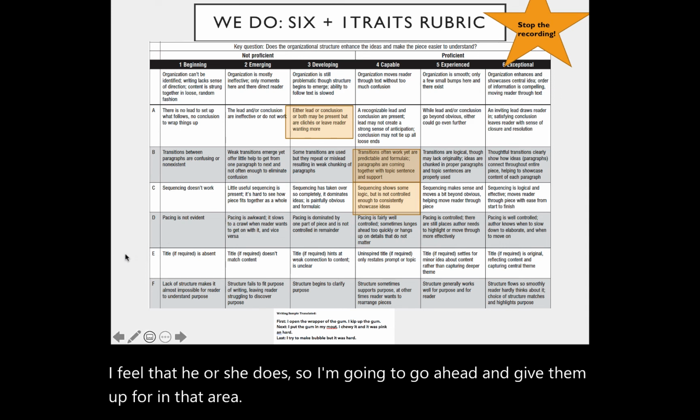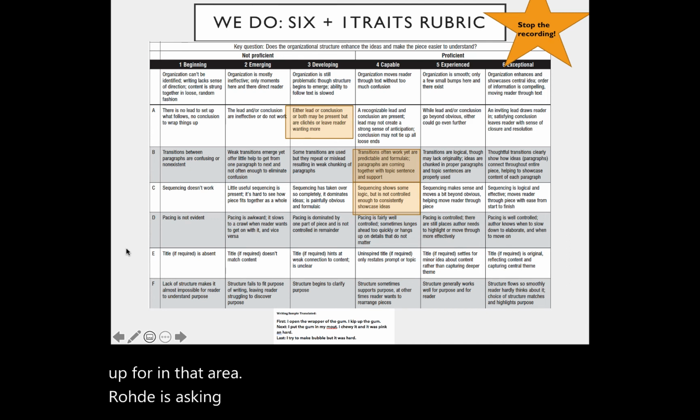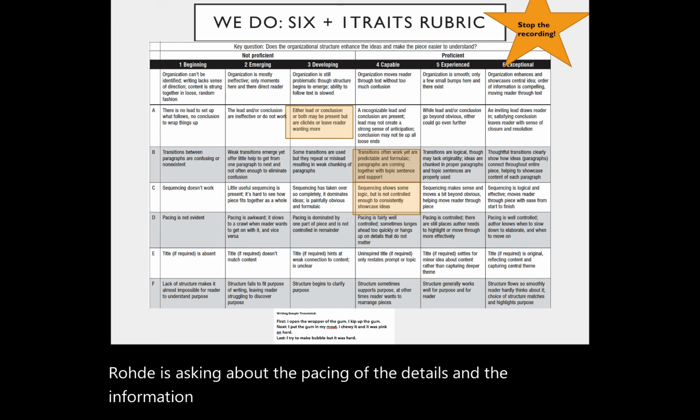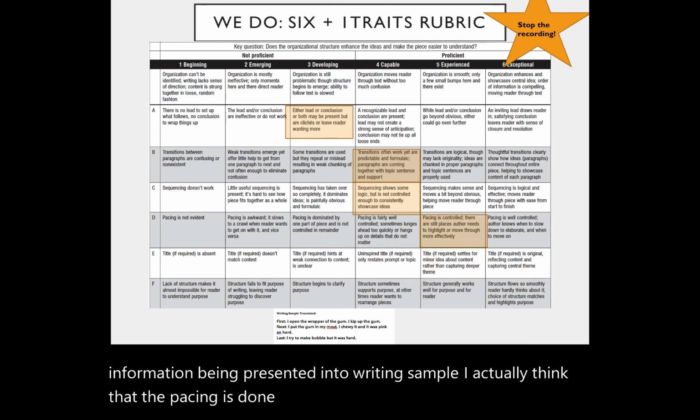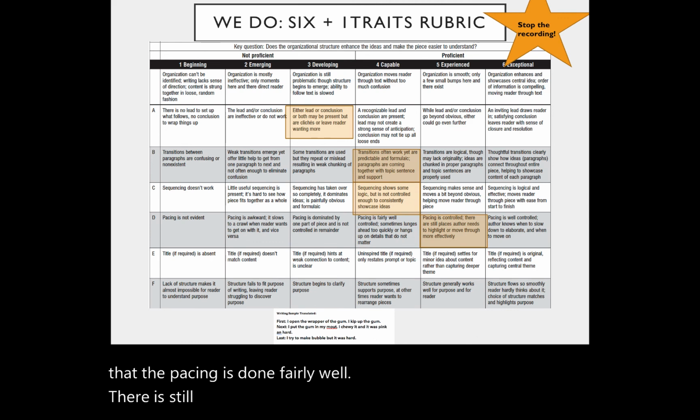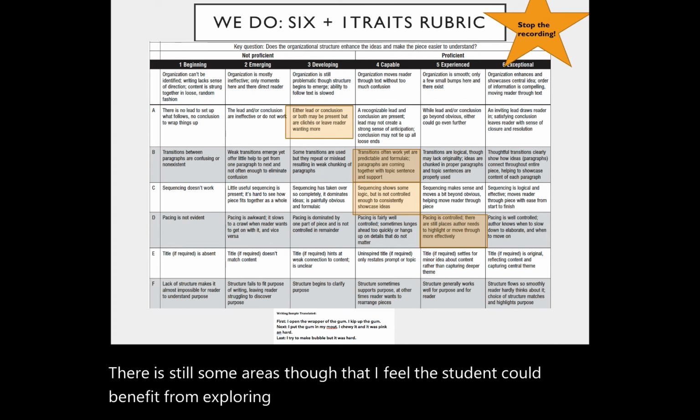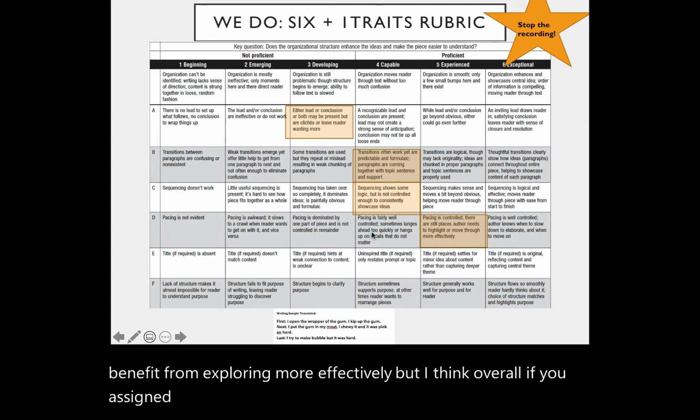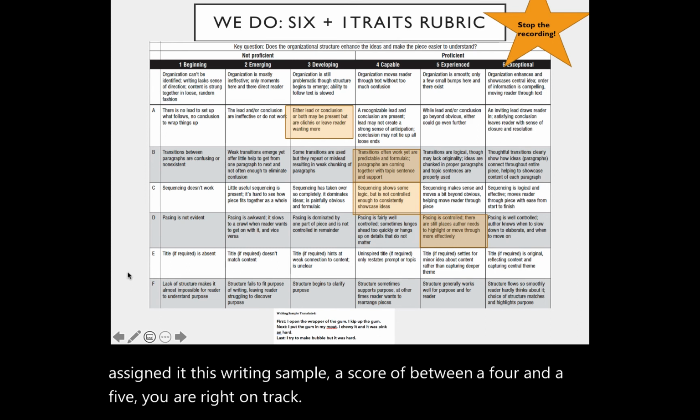Row D is asking about the pacing of the details and the information being presented in the writing sample. I actually think that the pacing is done fairly well. There are still some areas that I feel the student could benefit from exploring more effectively. But overall, if you assigned this writing sample a score between a 4 and a 5, you are right on track.